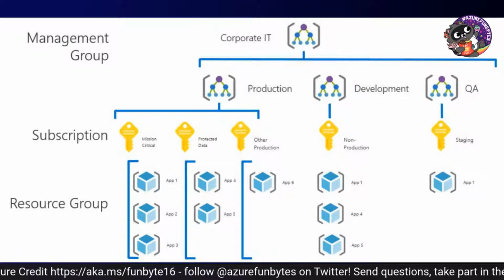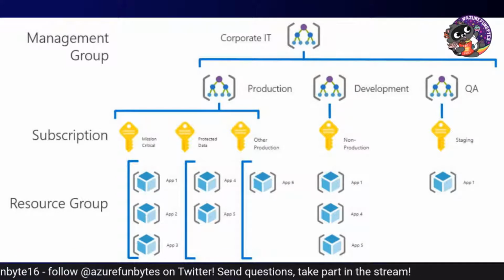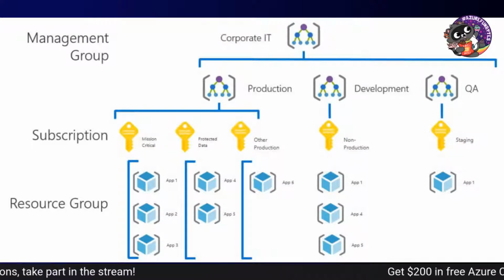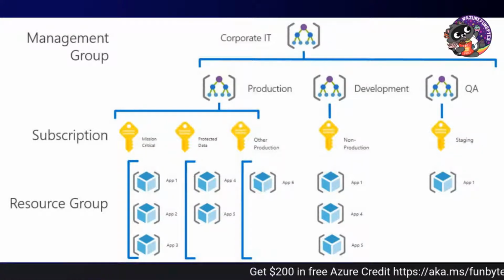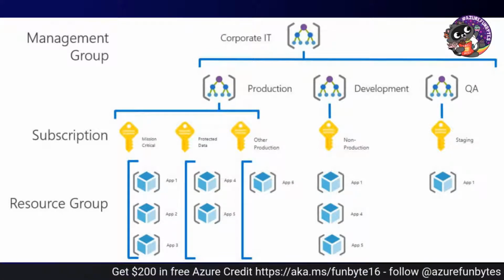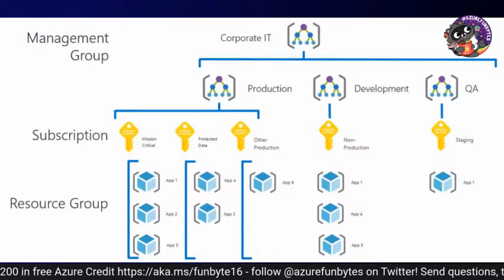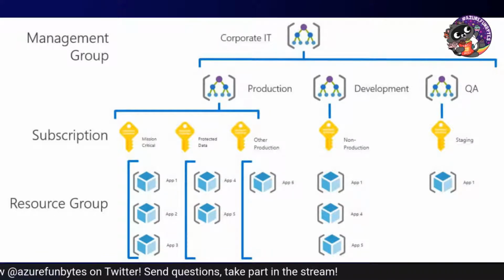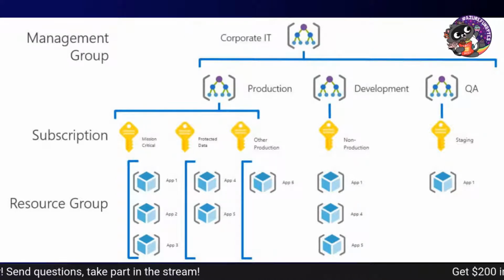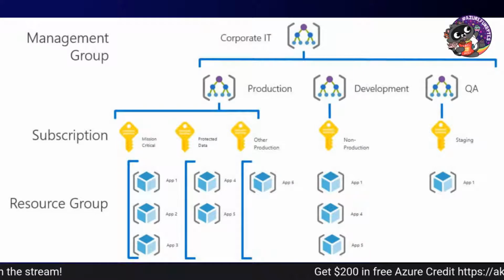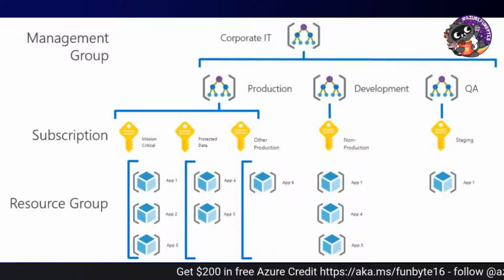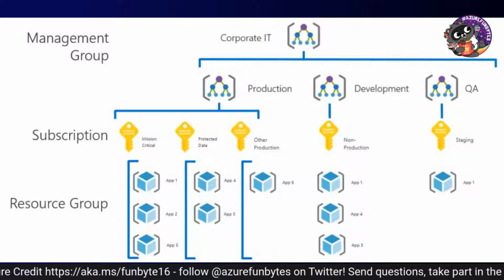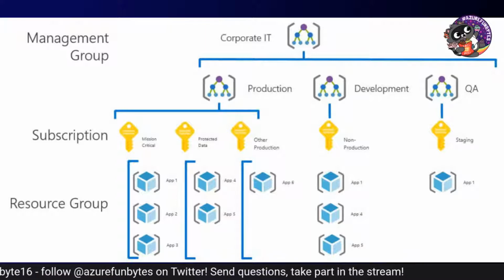So then we've got these management groups down here: production, development, and QA. The production management group is managing the subscriptions for mission critical, protected data, and other production. Those are three separate subscriptions, so the production management group manages those three. Then there's a development management group, which manages non-production applications. You'll see the resources under non-production: app 1, 4, and 5. And then there's a QA management group, which is staging, and it looks like it only has one workload, which is app 1.